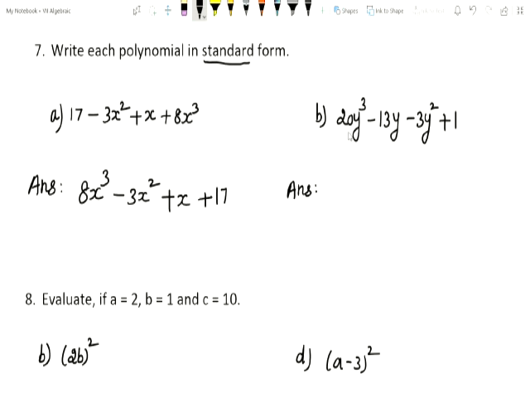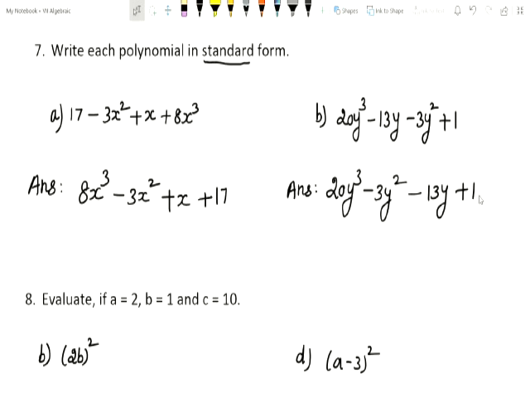See the next question. 20y cube minus 13y minus 3y square plus 1. Here the power is 3, power is 1, power is 2, here power is 0. First you write the power 3 term: 20y cube, next power 2, minus 3y square, minus 13y plus 1. This is standard form. You understand, children?